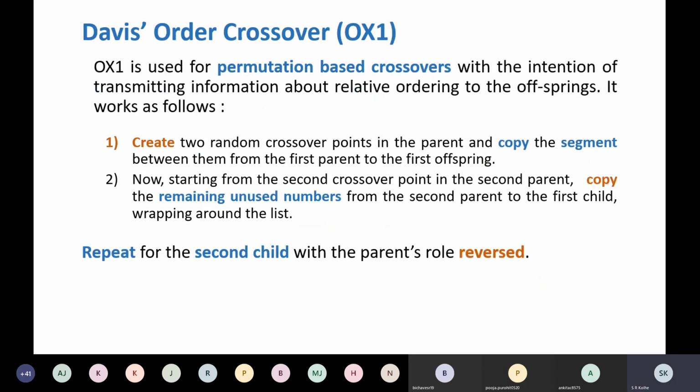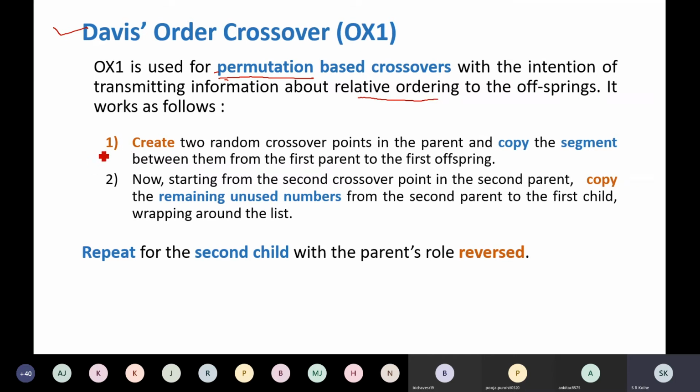If there is no question, then we will continue with the last technique, that is Davis order crossover. This is also called OX1. Listen carefully. This Davis order crossover is used with permutation based representation. Important. If your representation is permutation representation, then Davis order crossover can be used, otherwise not. With the intention of transmitting information about relative ordering to the offspring, where relative ordering is important. Okay.